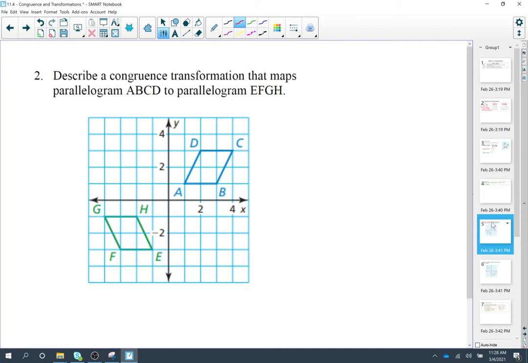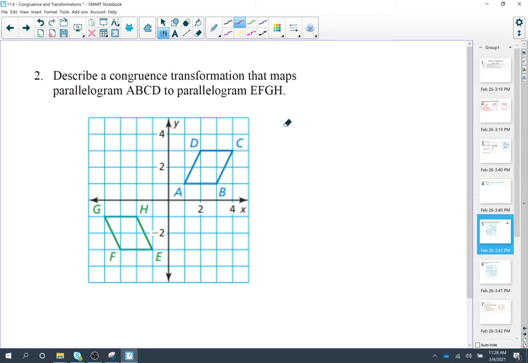Example 2. Describe a congruence transformation that maps parallelogram ABCD to parallelogram EFGH. Now, the first thing I'm looking at is ABCD, which is, we have to get the blue one onto the green one. And notice that he's kind of facing up and to the right. And this guy, on the other hand, is facing up and to the left. So the orientation's kind of off.